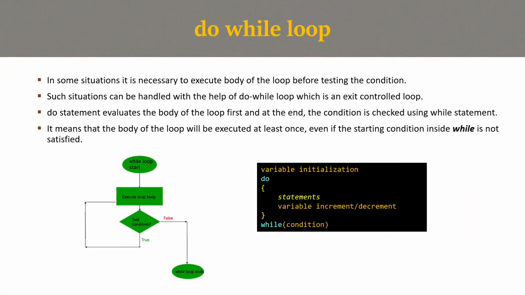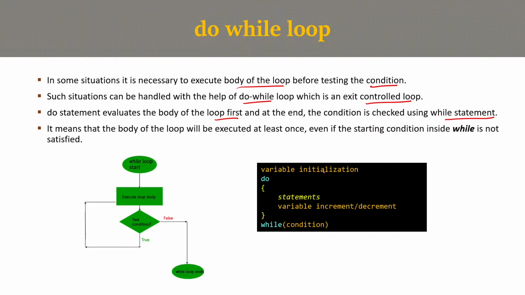Now let us move on to the do while loop. In some situations, it is necessary to execute the body of the loop before testing the condition. Such situations can be handled with the help of a do while loop, which is an exit control loop. Here we are basically executing the body of the loop before testing the condition. The do statement executes the loop first and at the end the condition is checked with the while statement.